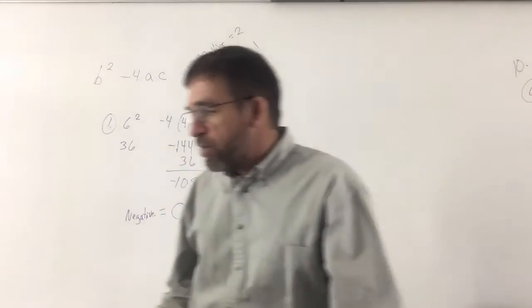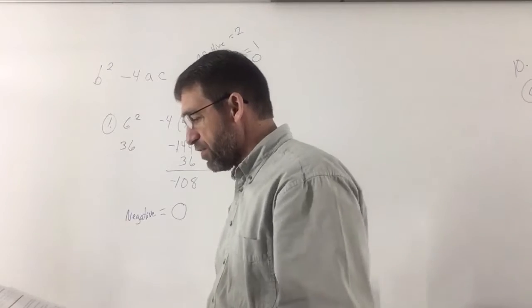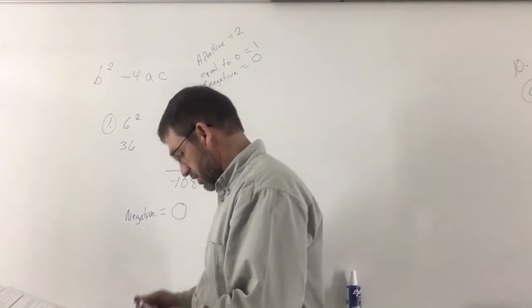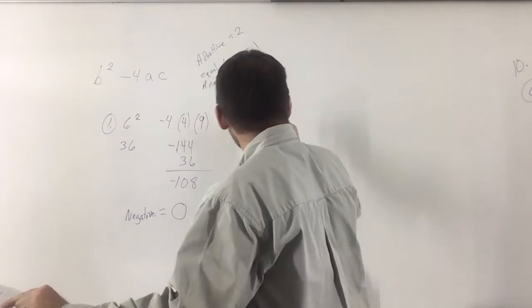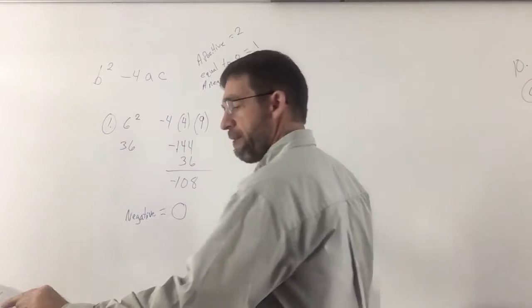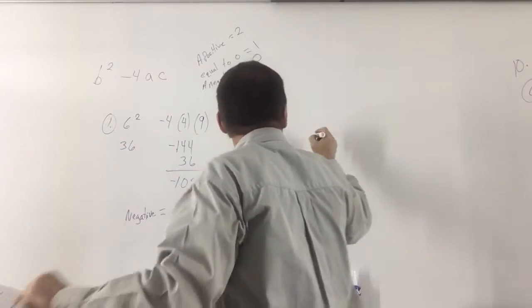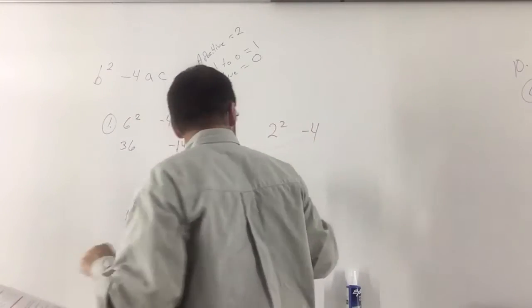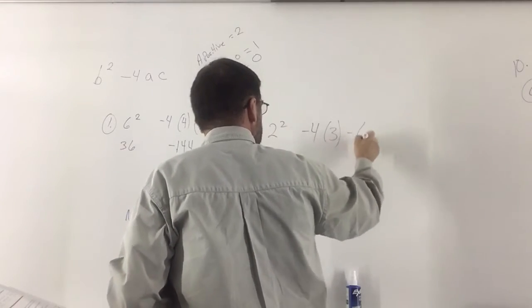Let's go to number 4. Let's just drop straight down there. You've got 3x squared, 2x, negative 6. Okay, here we go. I've got my b squared, so my b answer is 2 squared. And can you see? Am I in the way? And then I've got negative 4. My a answer is 3, and my last answer is negative 6. 3, negative 6.